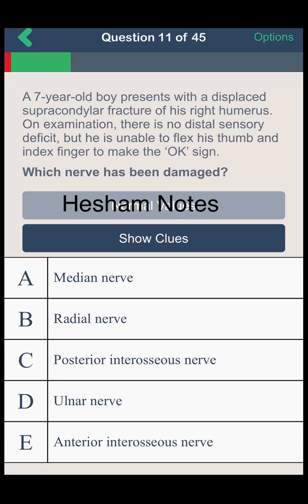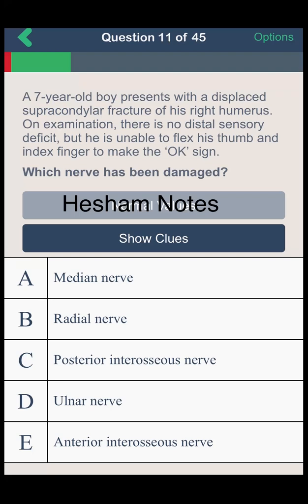A 7-year-old boy presents with a displaced supracondylar fracture of his right humerus. On examination, there is no distal sensory deficit, but he is unable to flex his thumb and index finger to make the OK sign. Which nerve has been damaged? Option A, median nerve; B, radial nerve; C, posterior interosseous nerve; D, ulnar nerve; E, anterior interosseous nerve. OK sign is the functional check of median nerve. Option A, median nerve.